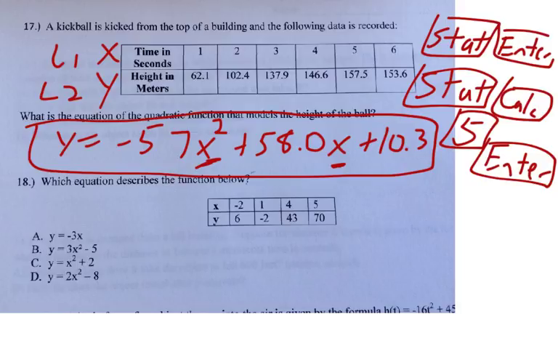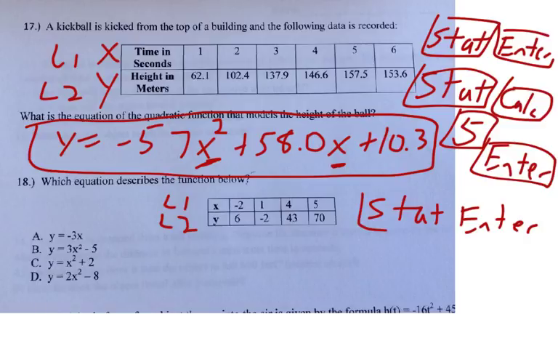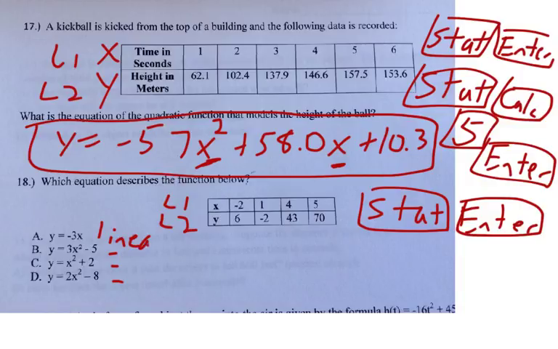So I recommend just doing the same thing for 18, calling that your x is your L1, your y is your L2. And we're just going to do stat enter, type them all in. I do want to do one thing a little differently here, because you'll notice from your answer choices, these are both quadratics, these 3 actually, and the first one's linear. So I'm looking at that, and I want to be able to see those points.